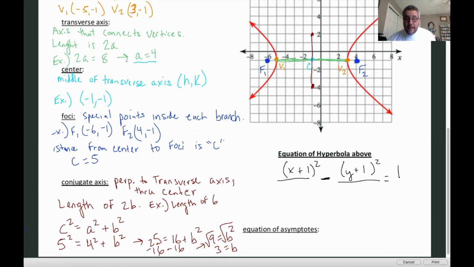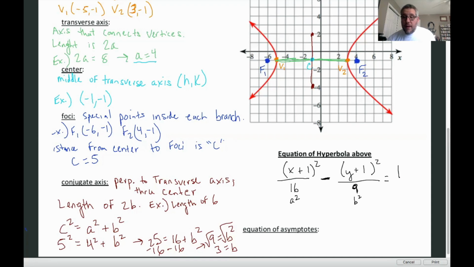Here is the a squared value. The a squared value is always going to come in the first fraction. So a was 4, so 4 squared is 16. This is the a squared value. And the b squared value always goes here. B was 3, so 3 squared is 9. And there is your equation of a hyperbola.